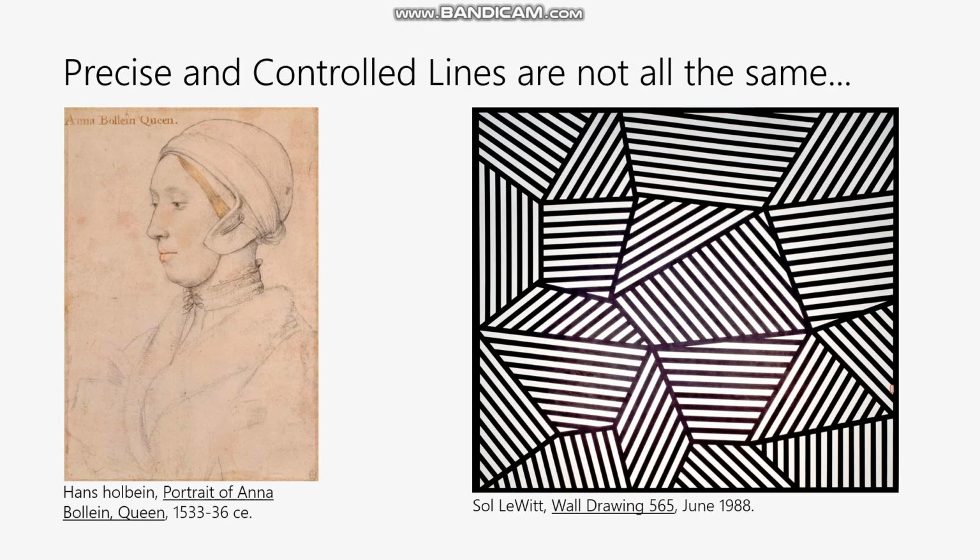So let's look at some very precise and controlled lines. Here are two examples. Here's a silhouette wall drawing and the Hans Holbein. They're both very, very controlled, but in very different ways.